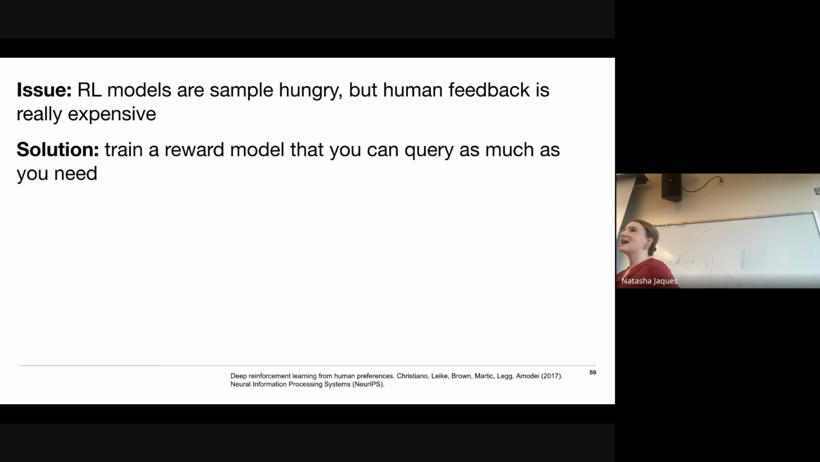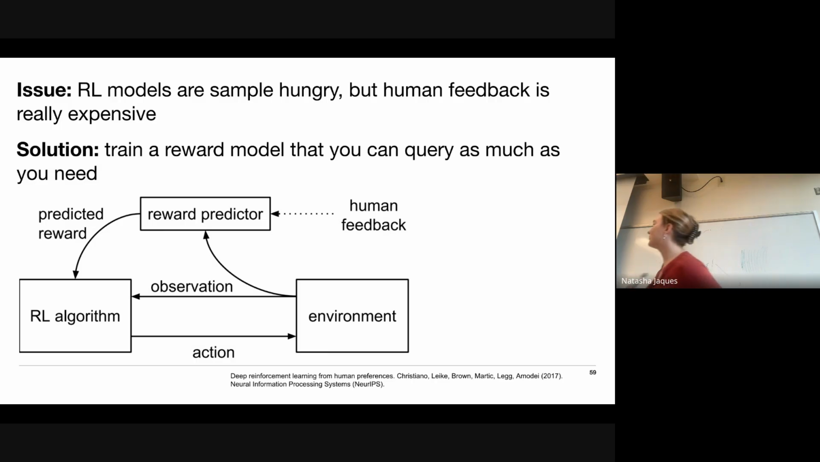And you can train that with supervised learning. It's just predicting what the human would say. Do they like it or not? Then you can use that reward predictor in your loop with your RL algorithm and train and train and train as long as you want, because you can sample infinitely from your reward model.